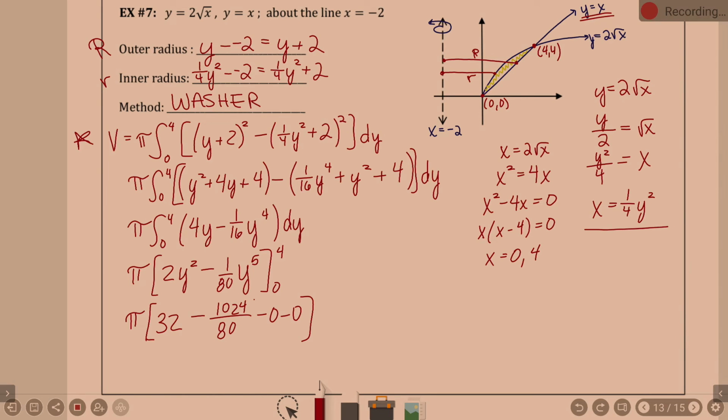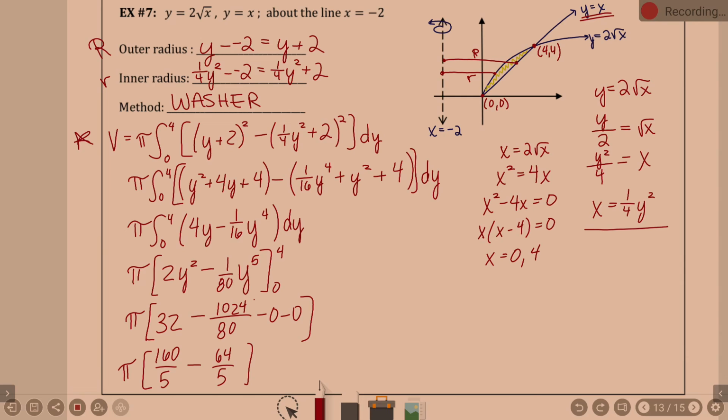Okay. Now, if you use your calculator, you will find that 1,024 over 80 does simplify. It does reduce. So you don't have to have a common denominator of 80. Because 1,024 over 80 cleans up to be 64 over 5. And then you only have to get a common denominator of 5. And 32 times 5 is 160, I think? Yeah.